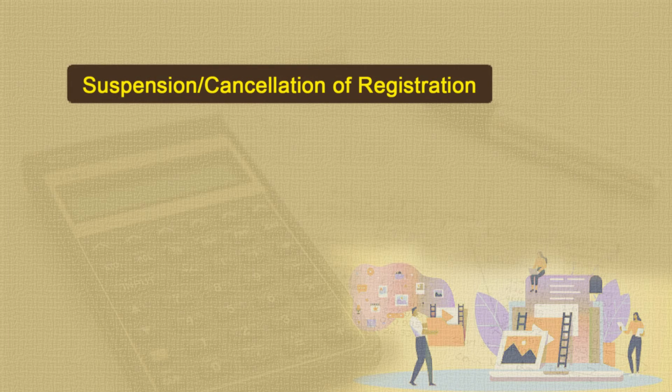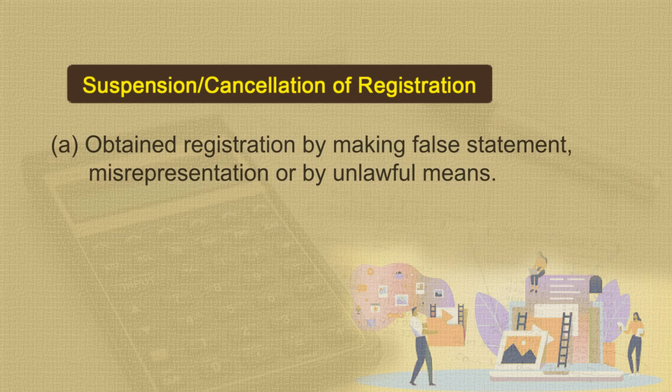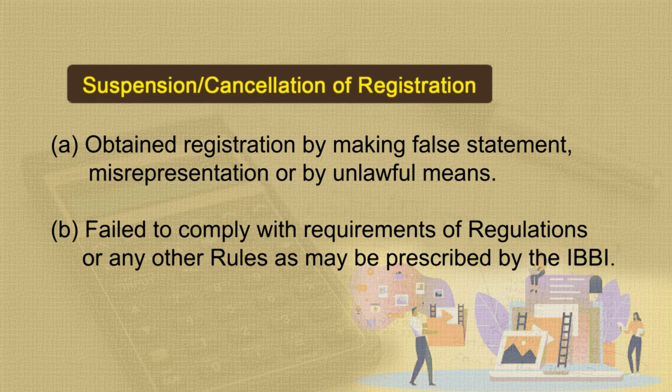Suspension or cancellation of registration. The IBBI may suspend or cancel on any of the following grounds: that it has obtained registration by making a false statement, misrepresentation, or by unlawful means, or failed to comply with requirements of the regulations or any other rules as may be prescribed by IBBI. A reasonable opportunity is to be given before suspension or cancellation of such registration.